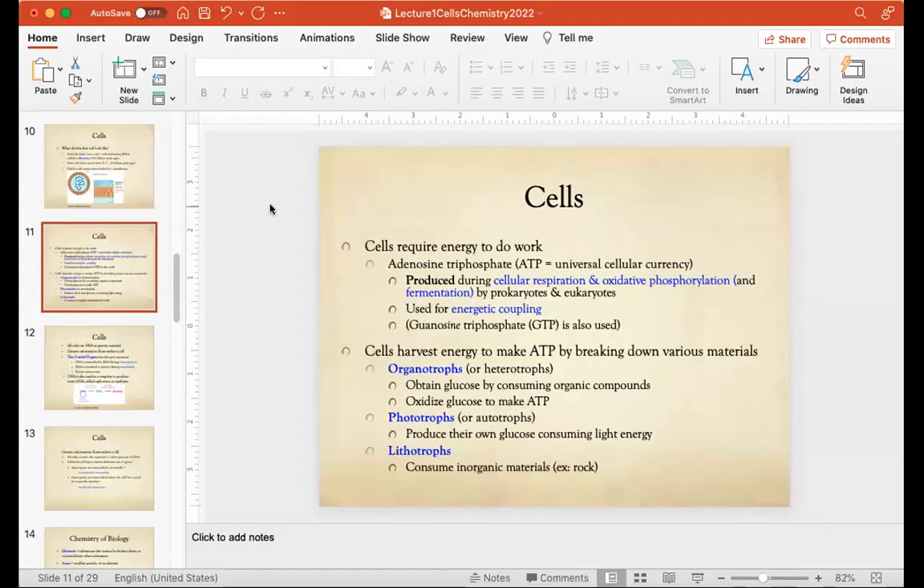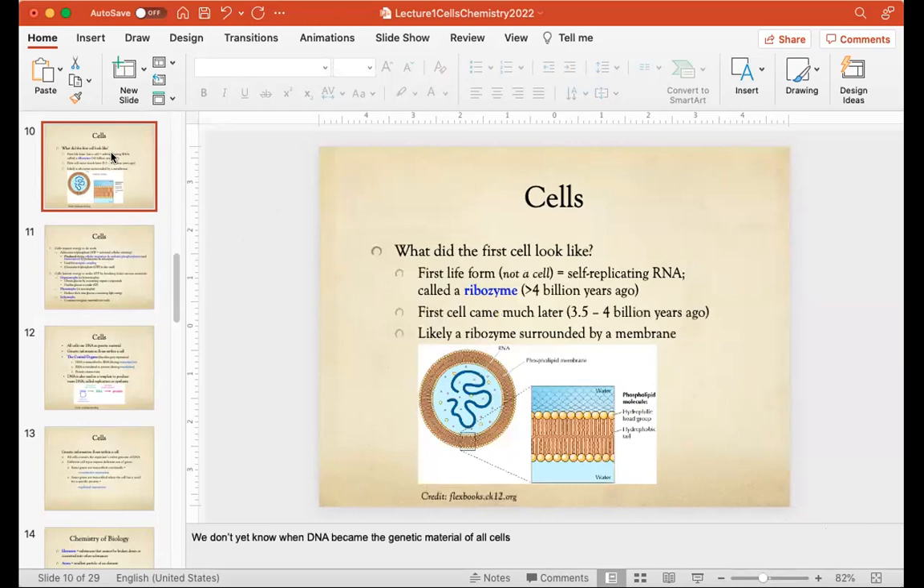So if you remember, the last time we were together, we started talking about these universal characteristics of cells. And we finished up last time on slide number 10. We were talking about some of the work that's been done to try to explain how cells might have first emerged, how life might have first emerged on planet Earth.